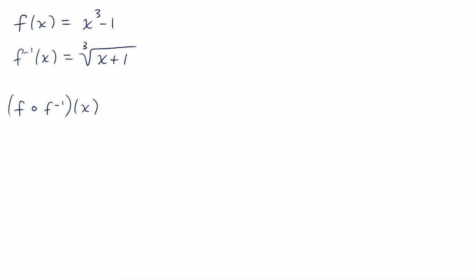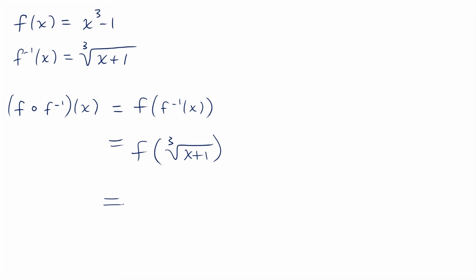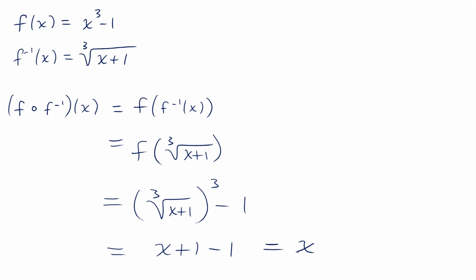Let's start with evaluating f of f inverse of x. So making this substitution, we would have f of the cube root of x plus 1, and substituting that into function f, we would get the cube root of x plus 1, all cubed, minus 1. And as you can see, the cube and the cube root cancel each other out, leaving us with x plus 1 minus 1, which is equal to x.